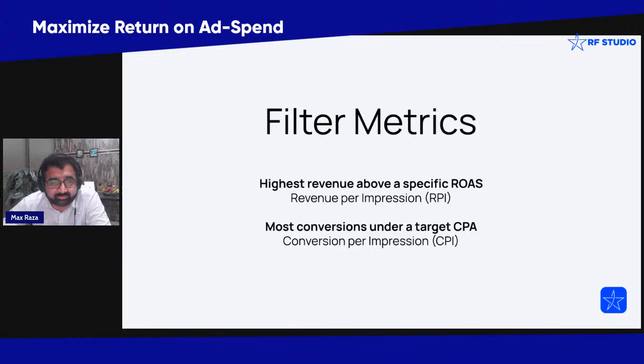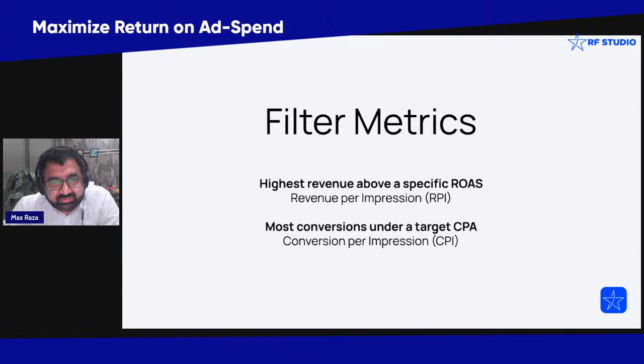And I want to show some more important metrics, which are filter metrics. These tell you which initiatives to continue running and which initiatives to pause and reconsider. So there could be two things that a user or a business wants to do. They want to get the highest revenue above a specific return on ad spend number. In that case, revenue per impression might be the best filter metric for your business. And if you want to get the most conversions under a certain target CPA, cost per action, then conversion per impression, the CPI, would be the best filter metric for your business.